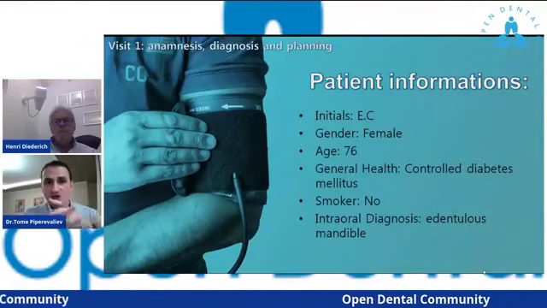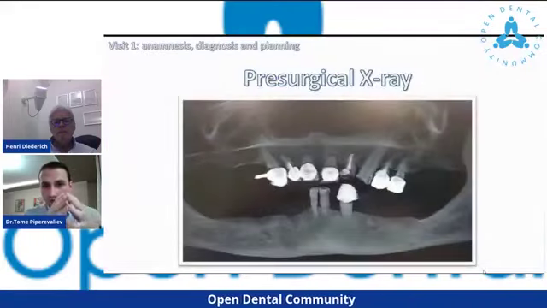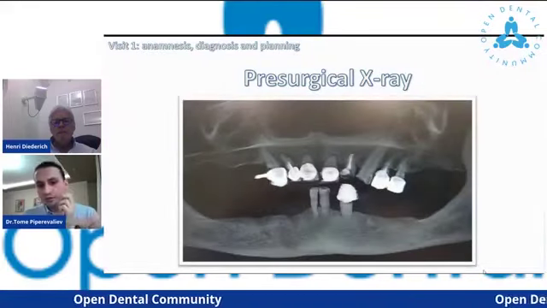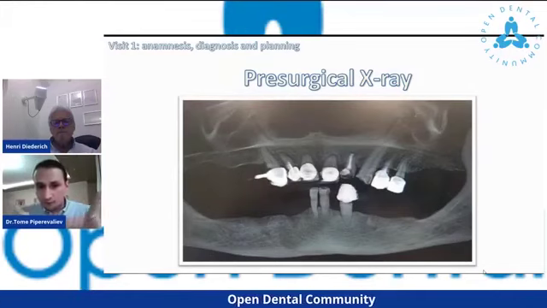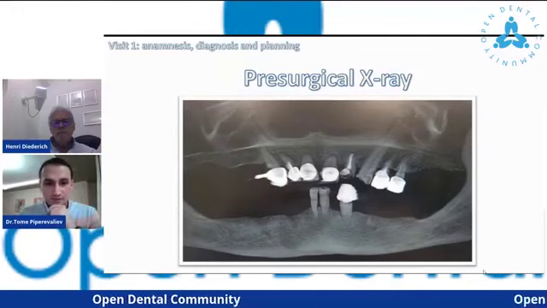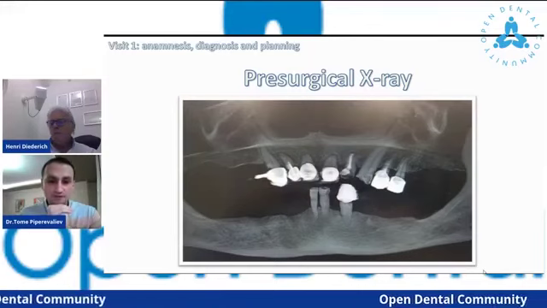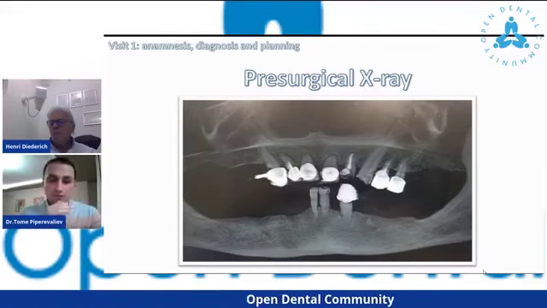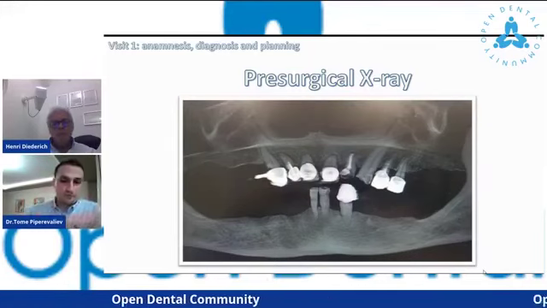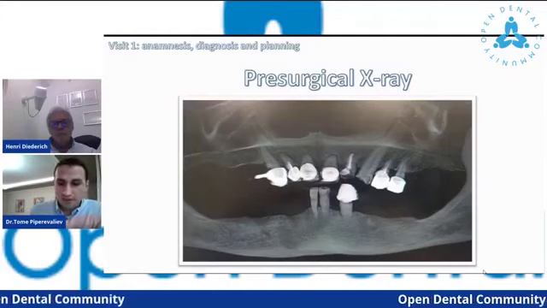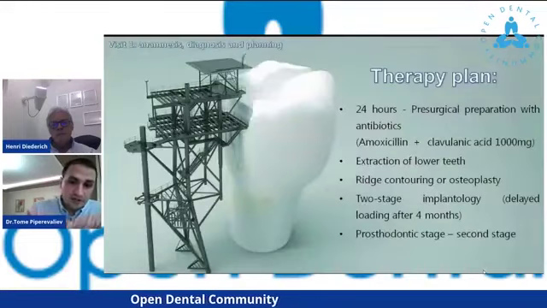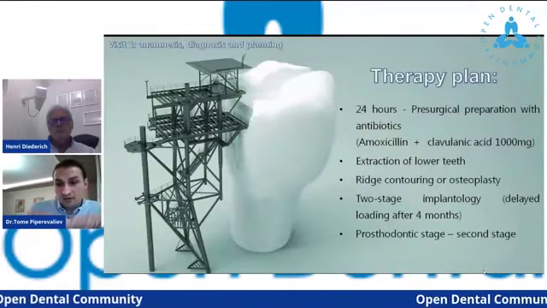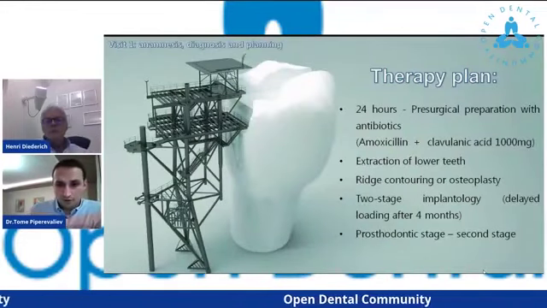After the anamnesis, diagnosis, and planning, in discussion with the patient, we decided firstly to treat the lower jaw. First, we extracted the residual lower teeth. We prepared the patient pre-surgically with antibiotics because she was medically compromised with diabetes mellitus. And we decided to do a 2-stage implantology.